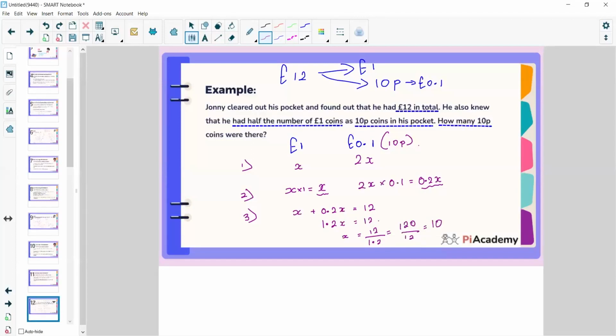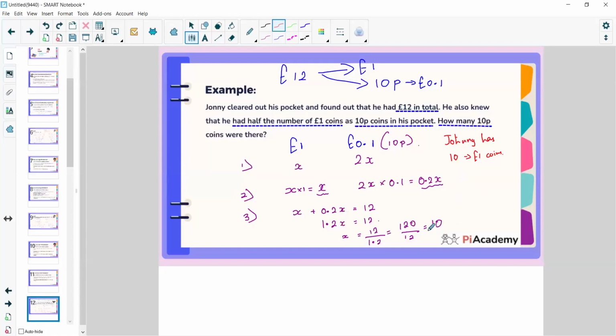What does this mean? This means Johnny has 10 1-pound coins. So Johnny has 10 1-pound coins, right? Because x is the number of 1-pound coins. And how many 10p coins does Johnny have? Yes, Tanvi? Please unmute first. Johnny has two 10p coins.